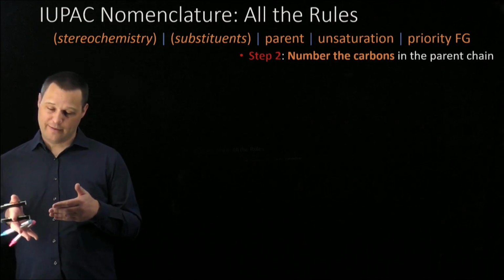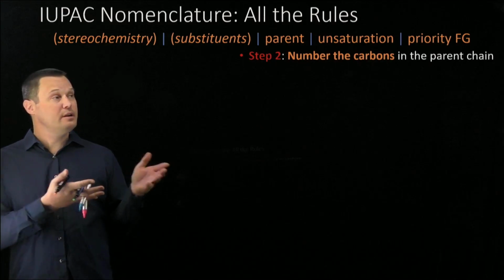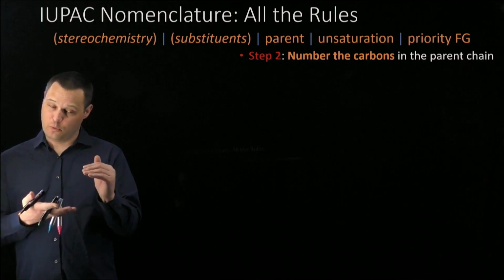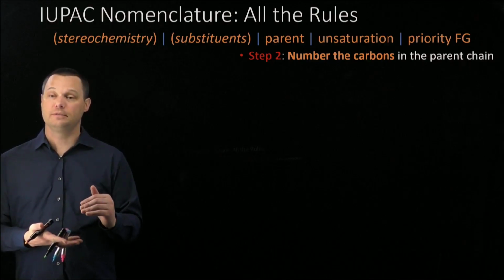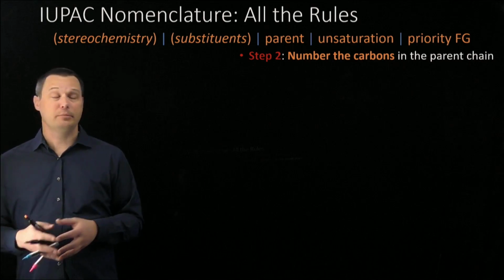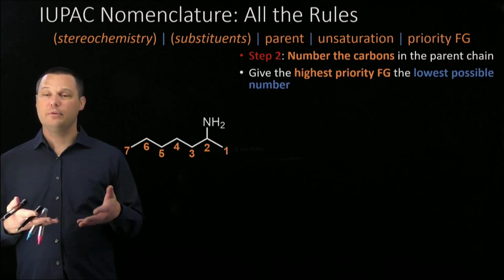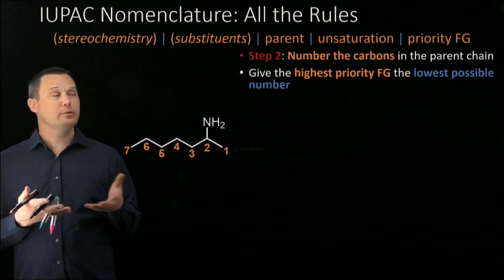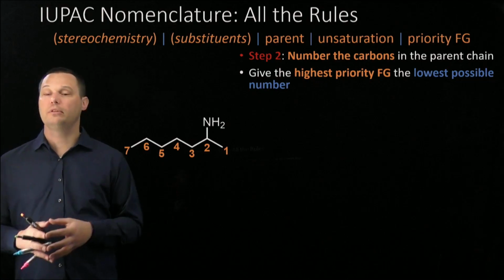Step number 2, after we found the parent hydrocarbon, is to number the carbons in that chain. This step has lots of rules and subrules and sub-subrules and tiebreakers. So before we get back to naming our molecule, let me show you a couple of other examples to exemplify some of these rules. When we number the parent hydrocarbon, we always can number one of 2 directions, and we want to number to give the highest priority functional group the lowest possible number.